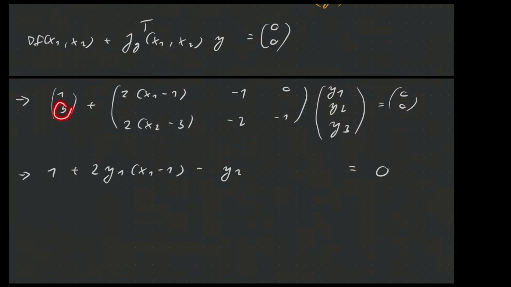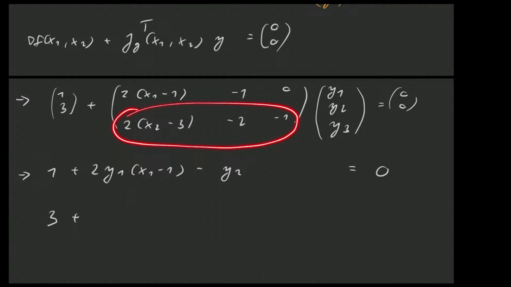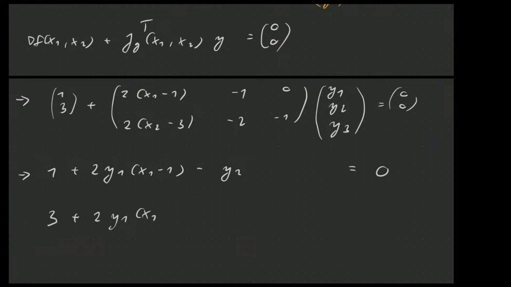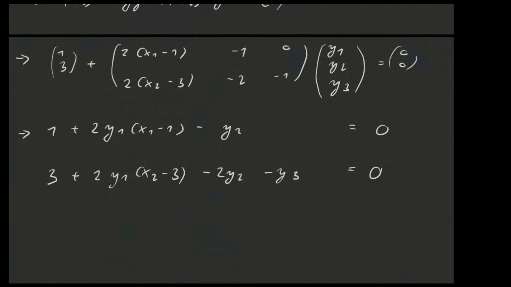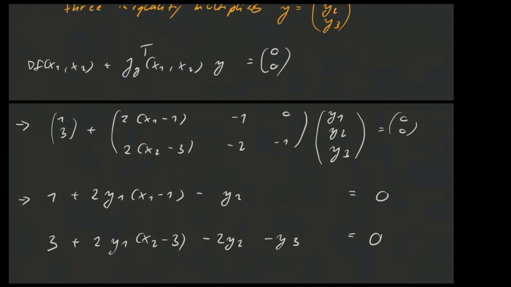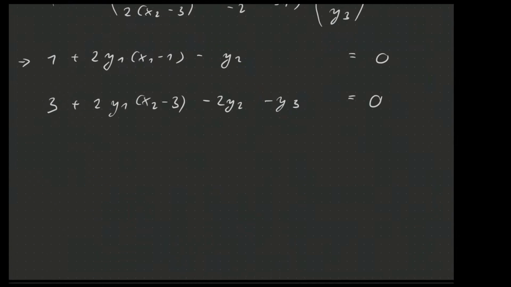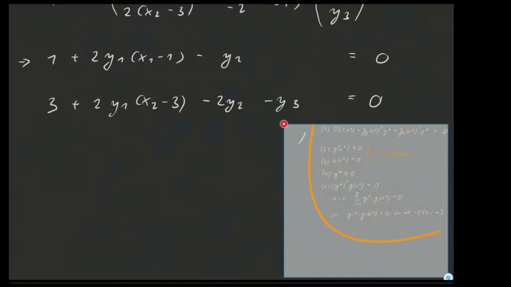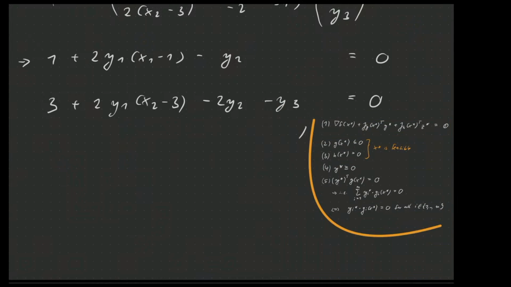And for the second row, we have this 3 here. And then we multiply that second row with the y's. And that yields 2y1 x2 minus 3 minus 2y2 minus y3 is 0. Right? So that's the first part of the KKT conditions. Let's copy that over once again. Right, so we're done with that.